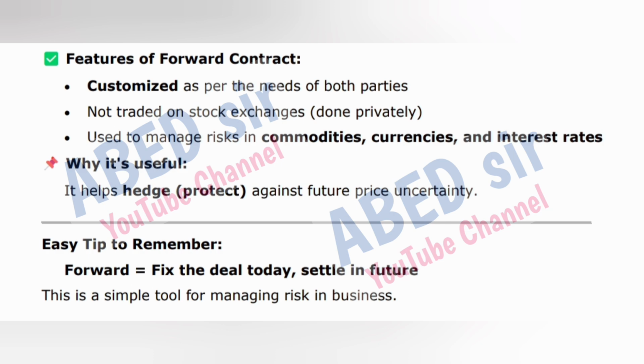Features of forward contract. Customized as per the needs of both parties. Not traded on stock exchanges, done privately. Used to manage risks in commodities, currencies, and interest rates. Why it's useful? It helps hedge, protect against future price uncertainty. Easy tip to remember. Forward equals fix the deal today, settle in future. This is a simple tool for managing risk in business.